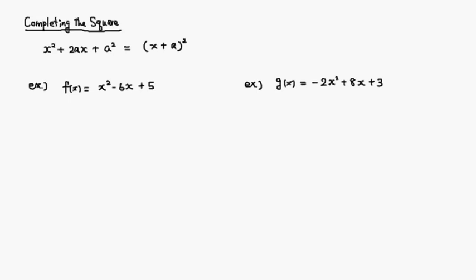All right, let's talk about the process of completing the square. This process can be used to rewrite a quadratic function in standard form in vertex form. Remember that if you have, say, the quantity x plus some number a squared, you will get x squared plus 2ax plus a squared.